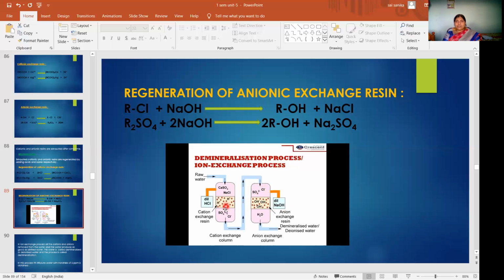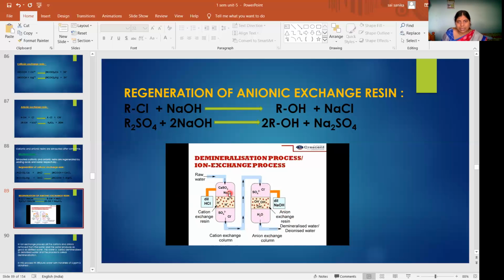Okay, so after a few hours the resins will be exhausted. Then you have to pass acids and bases. To regenerate acidic resin, you have to pass acids, that is dilute solutions, not concentrated. Dilute HCl is passed through one inlet, and again acidic resin is formed. When dilute NaOH is passed, then basic resin is formed. Then soft water will be removed from this outlet.